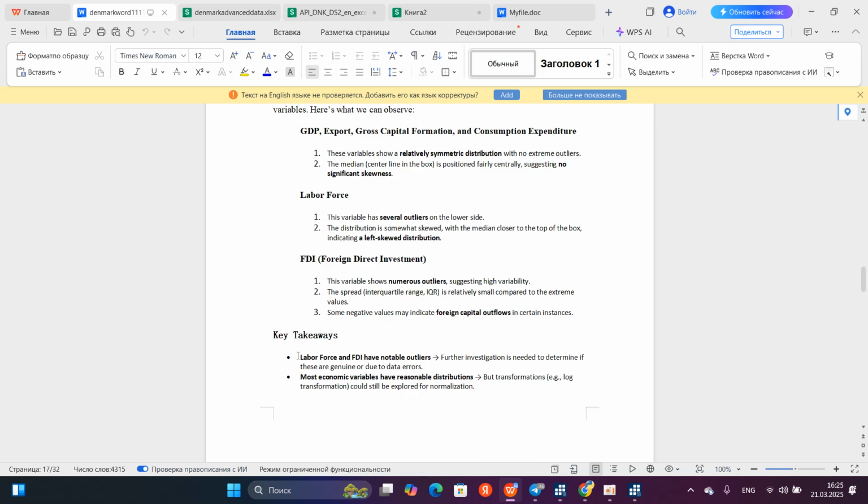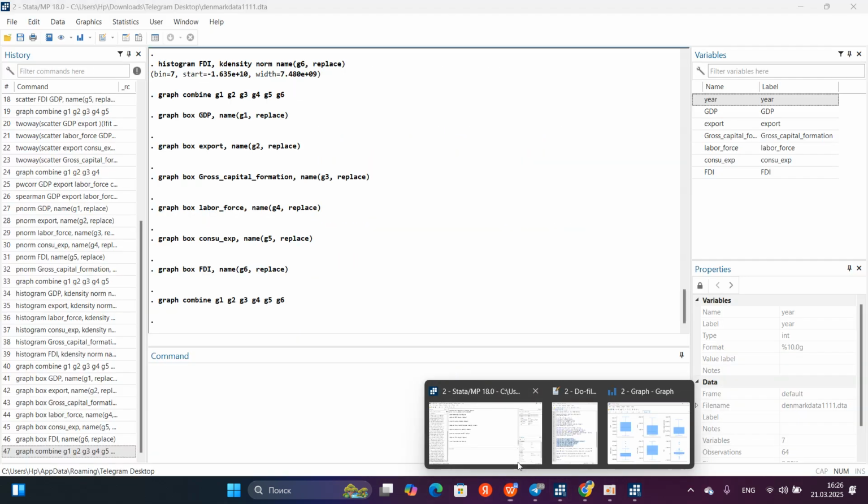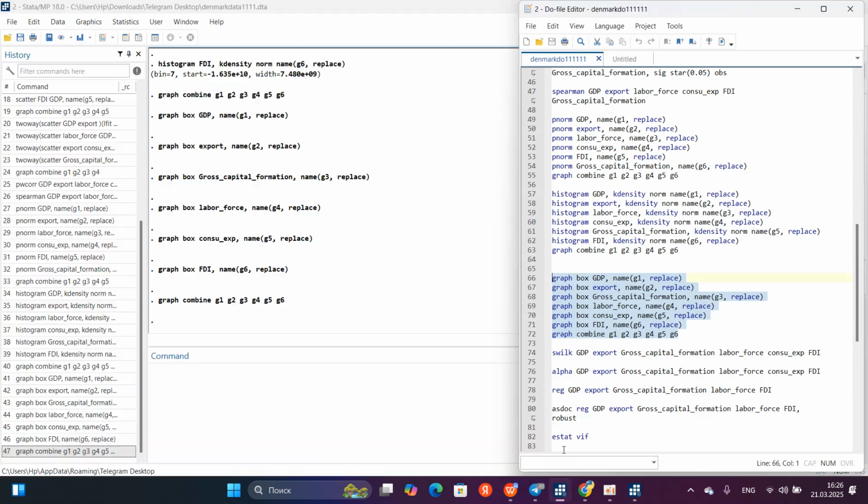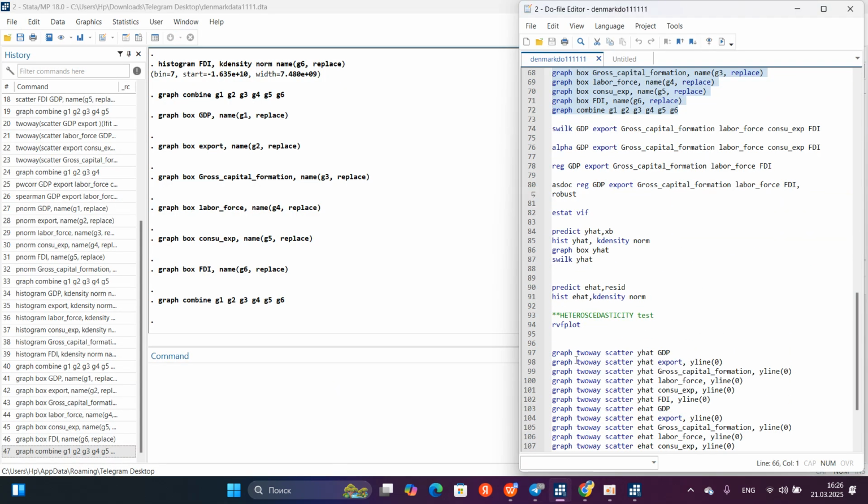Key takeaways: what we have to do. Labor force and FDI have notable outliers. Further investigation is needed to determine if these are genuine or due to data errors. If you have that kind of issue, you can take into account this advice. We have to move on. Shapiro-Wilk test. Let's see it.